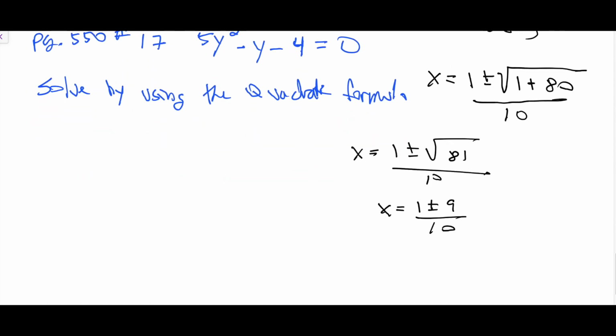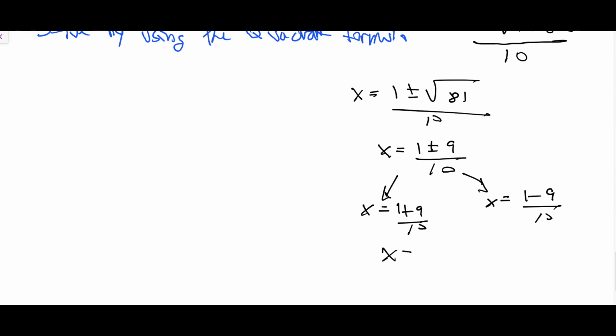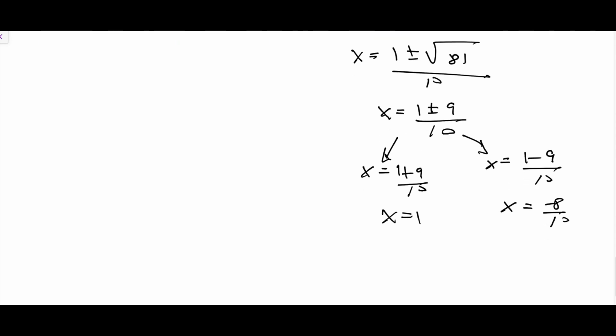So then x equals 1 plus 9 over 10, which is 10 over 10, so x equals 1. And then x equals 1 minus 9 over 10, which is -8 over 10. So it would be -4 over 5. Good. X equals -4 over 5.